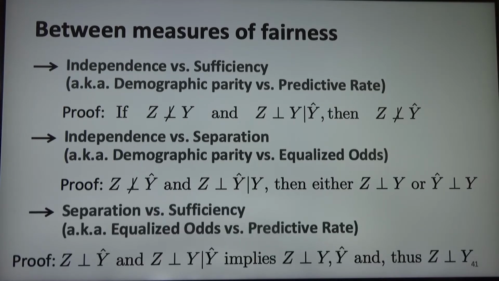And the last one, unfortunately, is also not achievable. So we cannot achieve separation and sufficiency at the same time. That means we cannot achieve, for example, equalized odds and at the same time have parity in predictive rates. So I'm not going to really enter in the proofs, but you can see them here because it's simply a bit of playing with random variables and statistical independence, and it's very easy to prove that actually you cannot achieve any of these pairs of fairness at the same time.